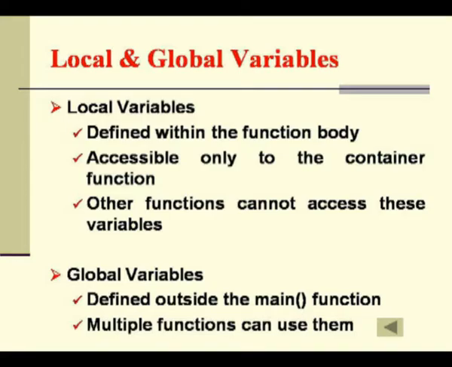C consists of many functions. A C program may have 2 or 3 functions in the program. So, if a variable is considered local, it is defined only in one function, it can be seen only by that function and it can be used only by that function.